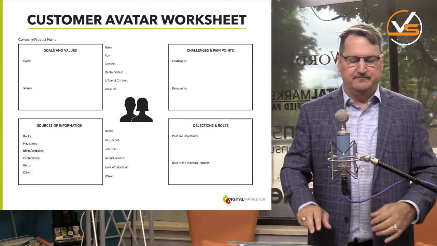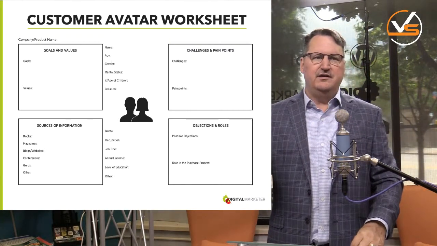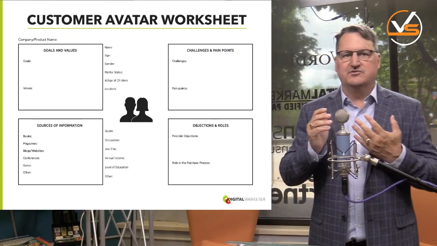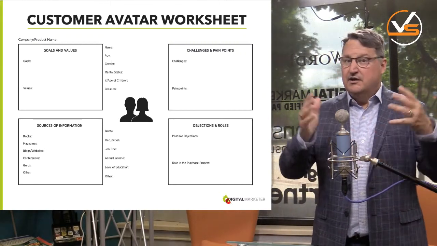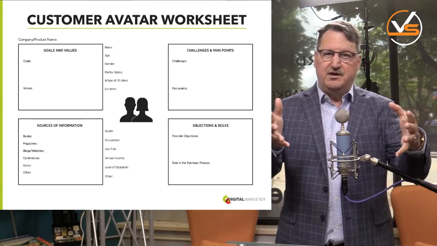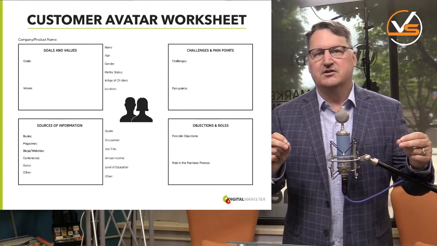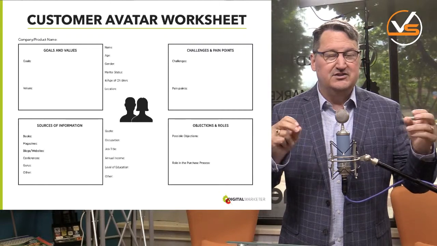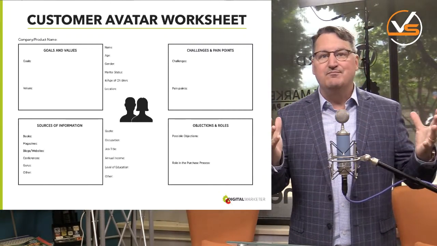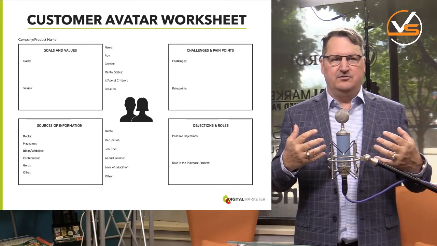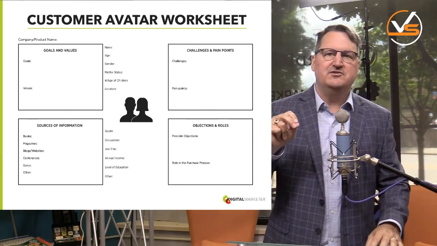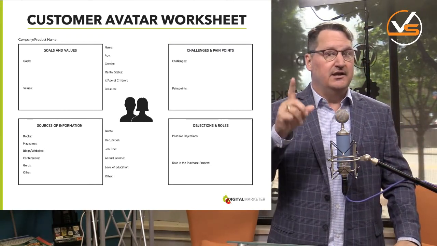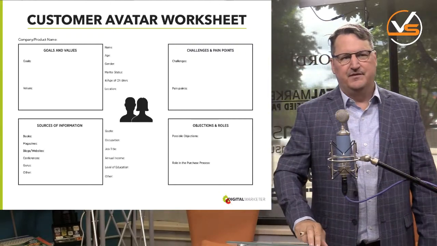Sources of information. Where do they find it? Magazines, websites, gurus. Who do they trust? This is true also in the B2B world. Remember, just because you're in B2B, you're not trying to sell the building. It's a decision maker in there. There's a human being that you're relating to. And they have resources that they tend to use, and you need to try and find out what those are.